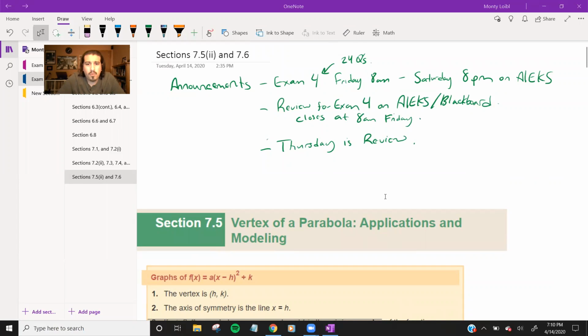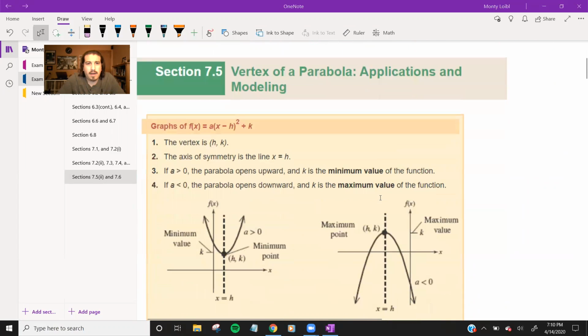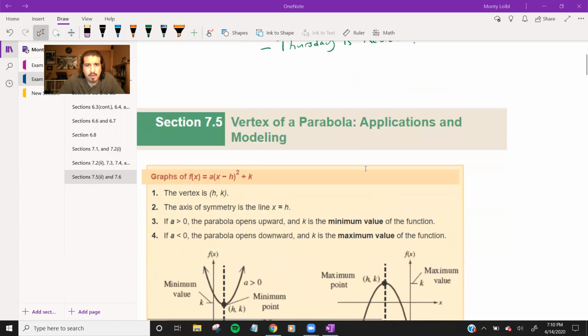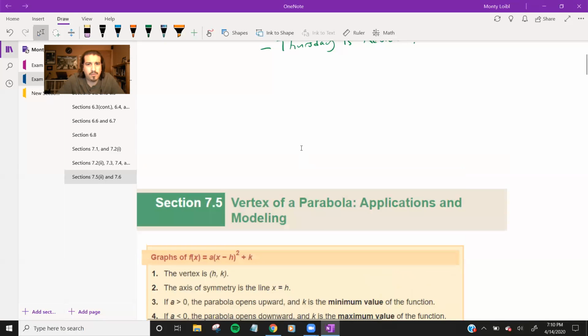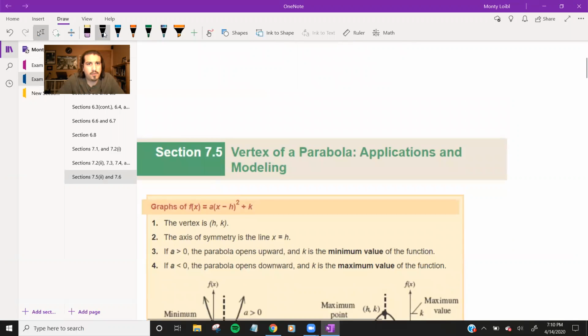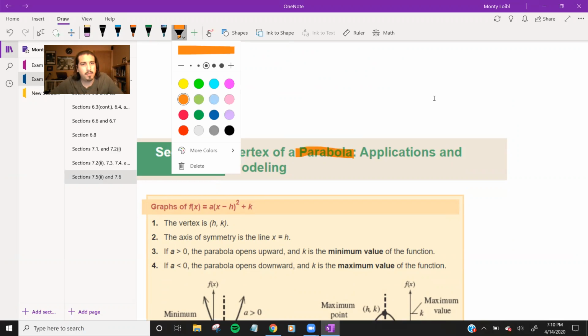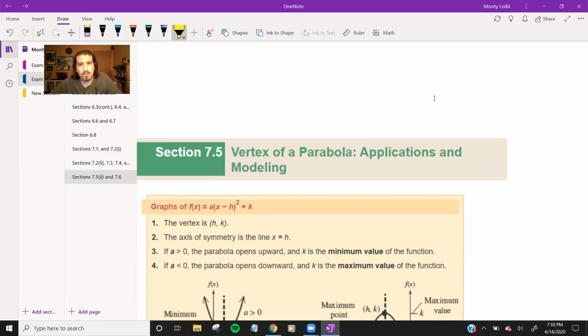Okay, so we ended with section 7.5. That is looking at a vertex of a parabola, which the parabola is just the graph of a quadratic function or equation. So just kind of redefining things here. Well, I guess we define it down below. So we'll not define vertex right here, but let's look at parabola, right? So parabola is the valley or hill looking shape of a graph, right?